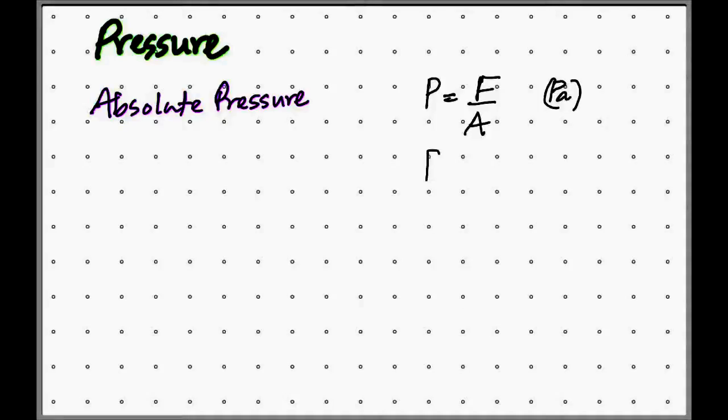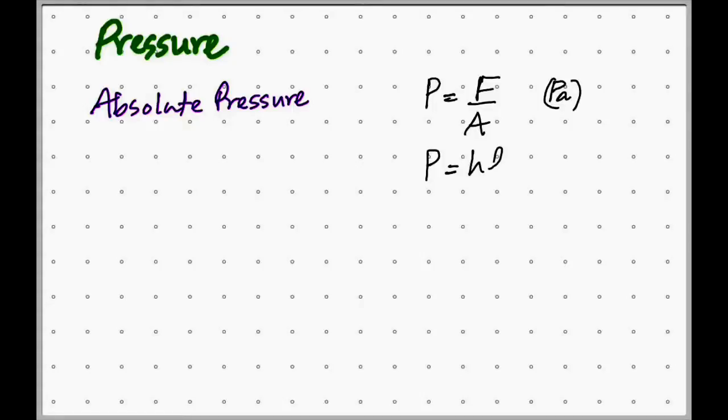What is the pressure exerted by a liquid? h rho g: height of the liquid, density, and acceleration due to gravity. And then we know that the atmospheric pressure is 101,325 pascals. Never use atm; it has to be in pascals. So what do you mean by absolute pressure? Gauge pressure plus atmospheric pressure.